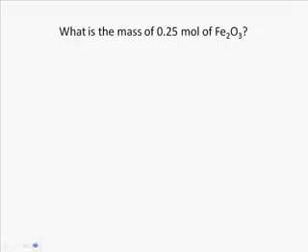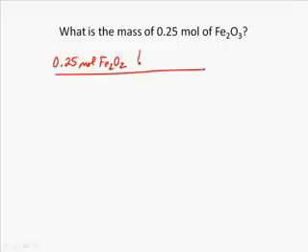Okay, so here we have: what is the mass of 0.25 moles of iron(III) oxide? Let's just lay this out first. If we were going to lay this out the same way as we did before, moles to grams is one step. Moles to grams, and I use the values off the periodic table.